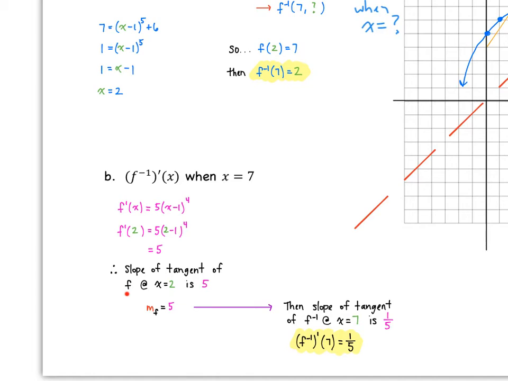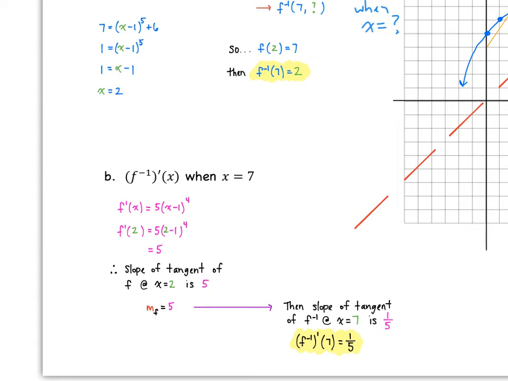What that tells us then is the slope of the tangent of f inverse at x equals 7 is just 1 over 5. So we're using the derivative of f at that point that we found, to then find the derivative of f inverse by simply putting it as 1 over that slope.